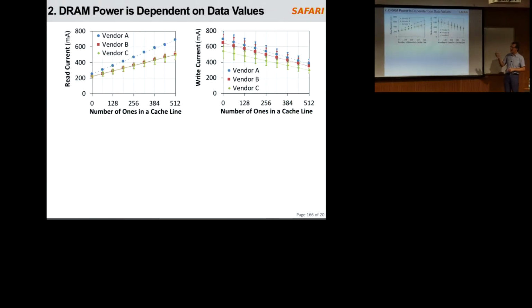Okay, the second thing, which should not surprise you based on what we've discussed so far, is that DRAM power is very much dependent on data values. This is the number of ones in a cache line, and this is the read current.